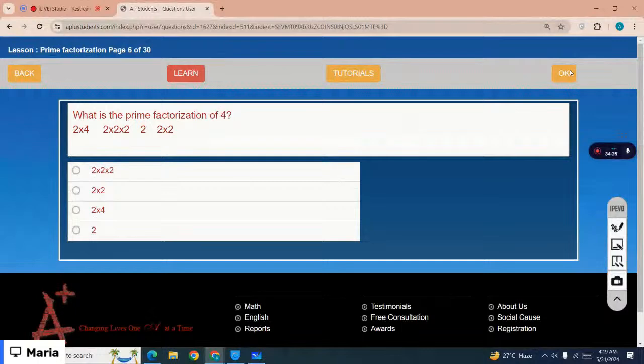What is the prime factorization of 4, which is the correct option? That is 2 times 2 is the correct option.